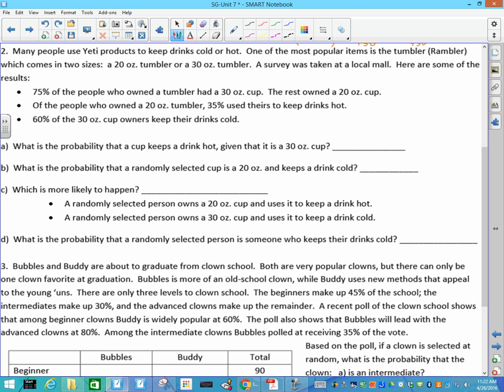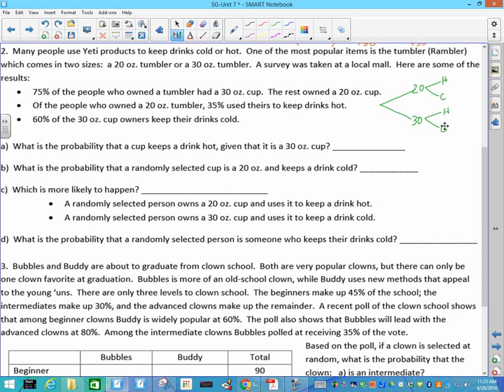And if we have just two choices here, I think it's going to be easiest to put this into a tree diagram. So I'm going to start off with each one has a 20 ounce or 30 ounce cup. Let's try that again. 20 ounce or 30 ounce cup. And then from there, each one will either be hot or cold. That's how they use the cup, hot or cold.